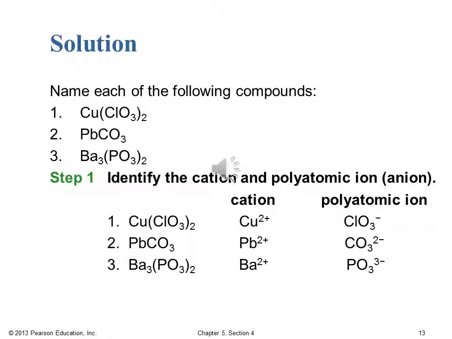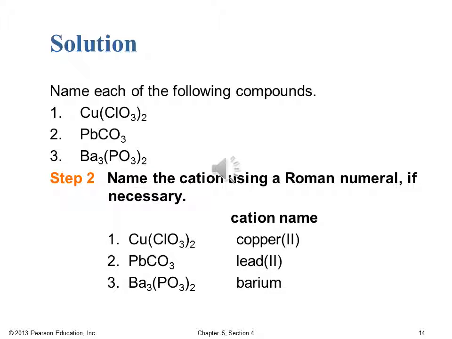Alright, so step 1, identify the cation and the polyatomic anion. In these cases, of course, remember there is the ammonium ion for a polyatomic cation, but usually we're dealing with polyatomic anions. So we have the copper, lead, and barium as the cations for these 3 compounds. For the first one, the polyatomic is ClO3-, the second case it's CO3 2-, and the third case it's PO3 3-.